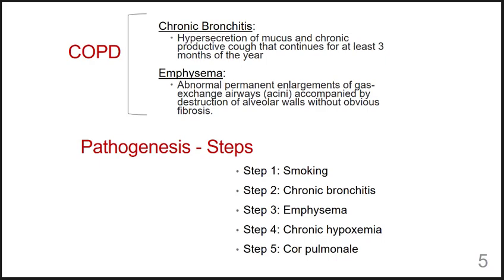Okay, so phenotype being the set of observable characteristics of an individual resulting from the interaction of your genotype with the environment would be a fairly basic description of what a phenotype is. So the 2 primary phenotypes then of COPD include chronic bronchitis and emphysema.